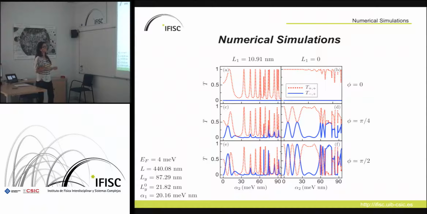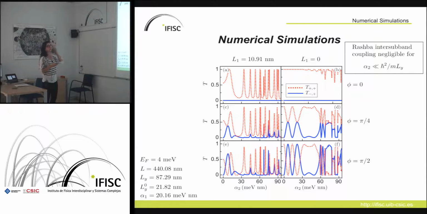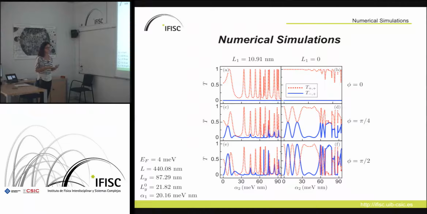Then we can make this plot in which we also show the probability transmission when we change alpha 2, but now for our quasi-one-dimensional case. What we observe is that for the parallel configuration, the peak resonances agree qualitatively with the quasi-one-dimensional case. And we also observe the Ramsauer oscillation when we don't have QPCs for lower values of alpha 2. This is okay because the Rashba intersubband coupling is negligible for small values of alpha 2. But what happens when we increase alpha 2?